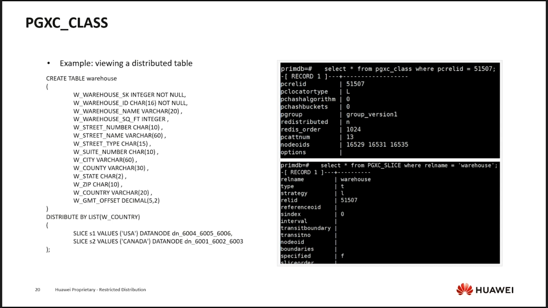There is a distributed table with list distribution, which is queried in PGXC_CLASS. The value of the second column is L, indicating list distribution. And PGROUP is a group name. Information about a warehouse is queried in PGXC_SLICE. The distribution strategy is L, indicating list distribution. The OID of the table is 16507, that is the OID in PGXC_CLASS.